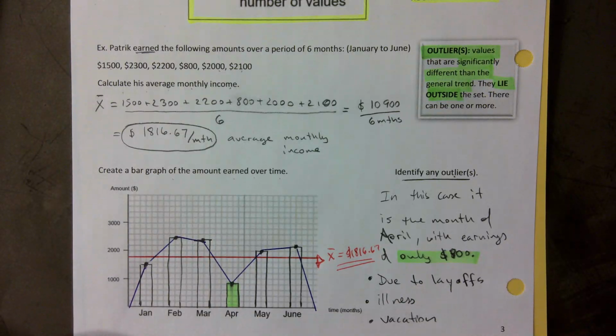This is average. Let's keep going. Median and mode on page 4.